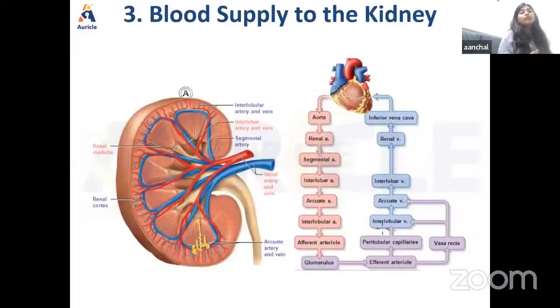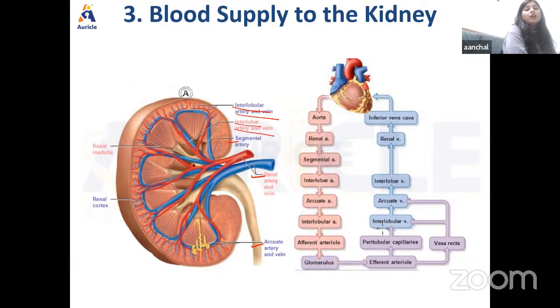Now let's talk about the blood supply to the kidney, right? For the blood supply, we should know some detail about some structures, some veins and some arteries. So this is the renal medulla. Then this is the cortex part. Then we have the interlobular artery and vein, then the interlobar artery and vein, then segmental, then we have the renal artery and vein, and the arcuate artery and vein. So basically, by these veins and arteries, we are going to learn the blood supply of the kidney.